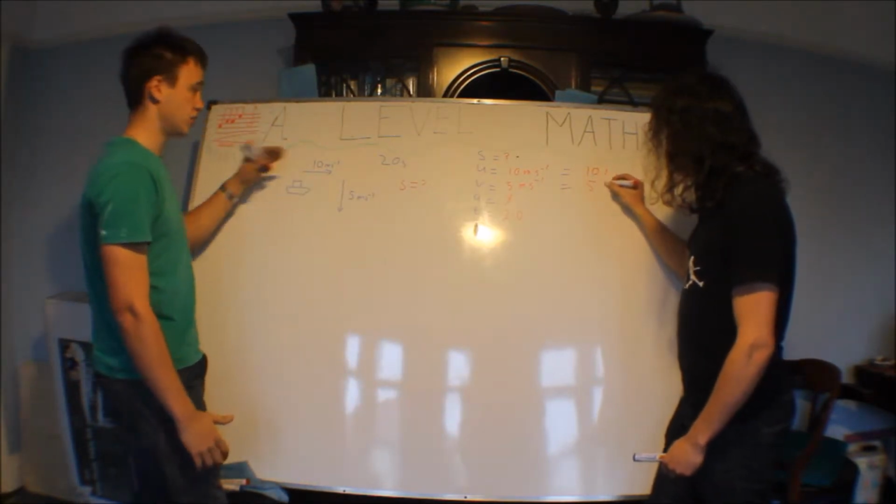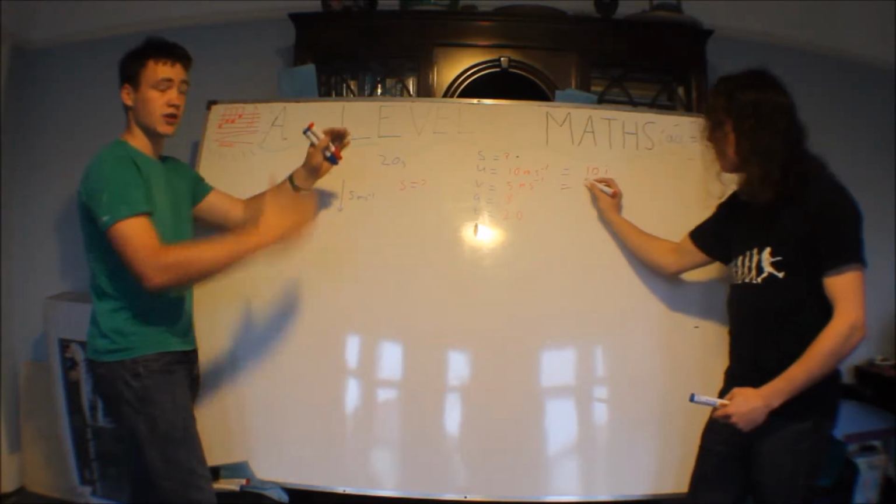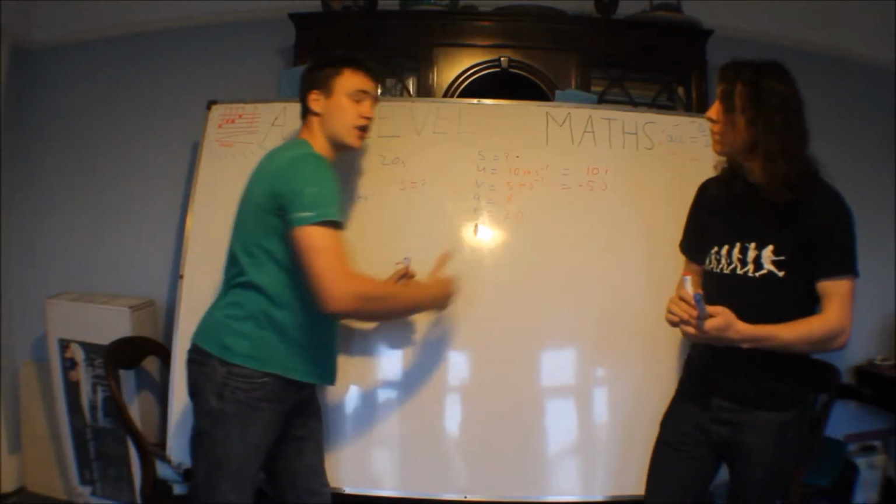This is 10i because it's going perfectly east, it says east in the question, and this is minus 5j because it's going down, it's south. And now that it's in terms of i and j like this, we can apply SUVAT.